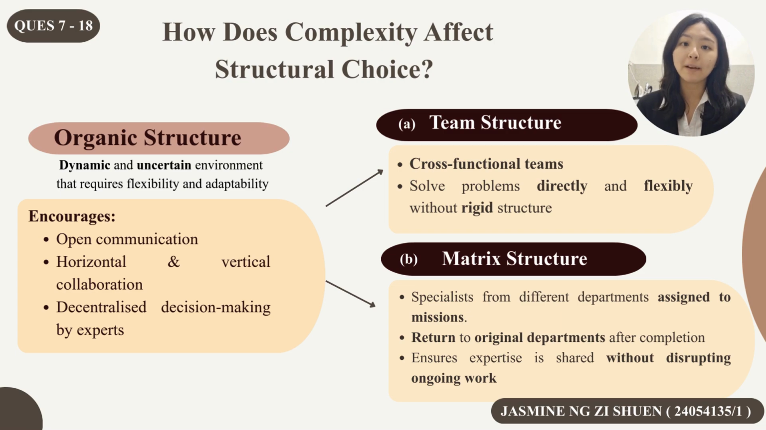Because NASA operates in such a dynamic and uncertain environment, NASA leans towards an organic organizational structure instead of a rigid or traditional one. An organic structure allows open communication, cross-team collaboration, and decentralized decision-making. This means that people closest to the problem, usually the engineers, can make decisions directly. To manage its complexity and achieve the organizational structure, NASA adopts several structural designs.